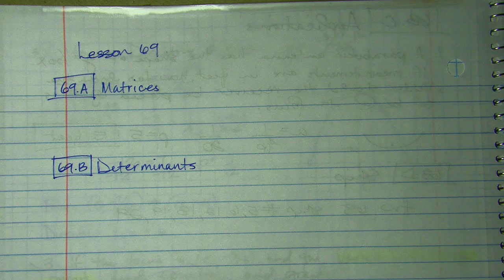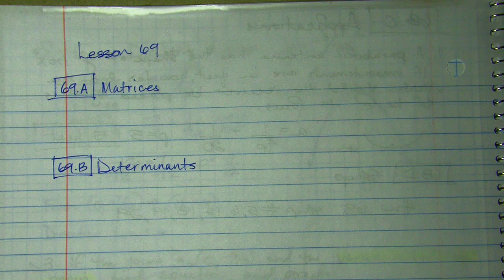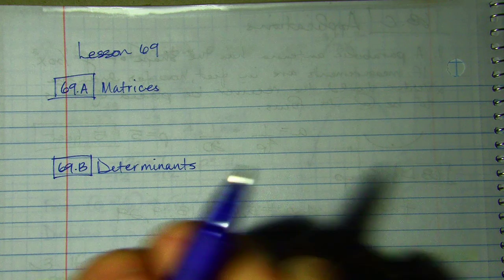We have a really quick and easy lesson today. It's all review from Algebra 2. So 69.A is on matrices, and it really just goes over how we name or label them.